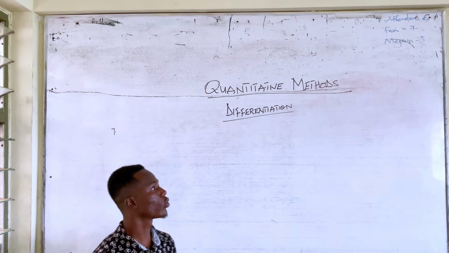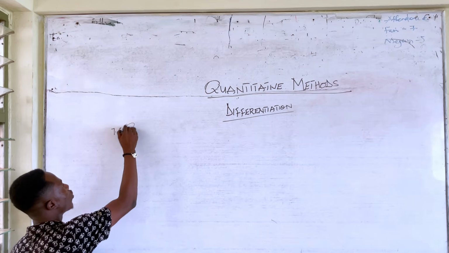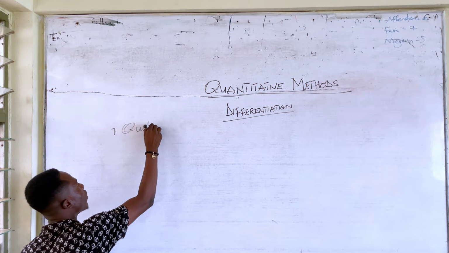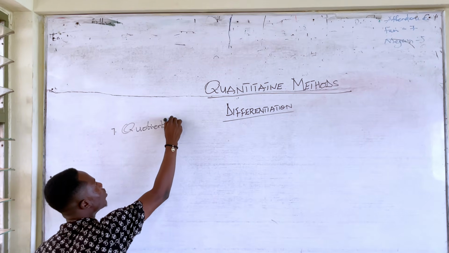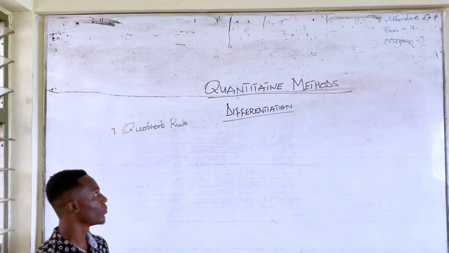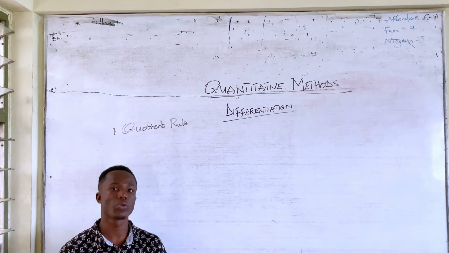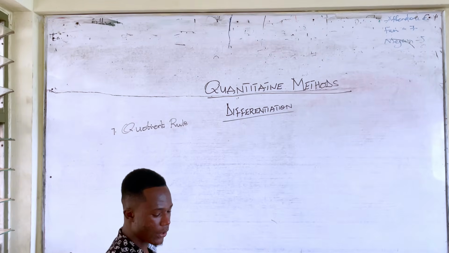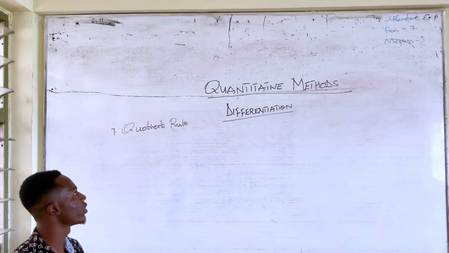So the next one is quotient rule. Okay, so quotient rule. Quotient rule is similar to the product rule, but the product rule is all about multiplication and quotient rule is what? Division. So, there is a small change with the formula.